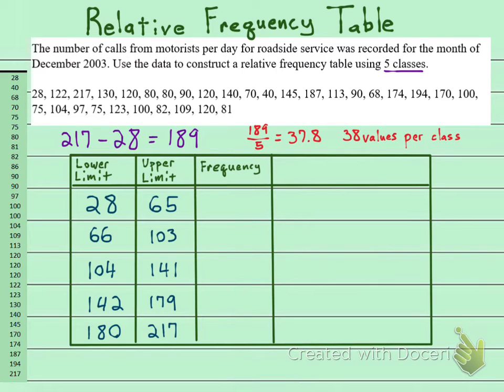Now we need to count them up to find the frequency of data values within each class. The last step is going to be the relative frequency. To find the frequency, we really just count them up. Sometimes you'll use tick marks, 1, 2, 3, 4, 5, 6, 7. In this case, we can just count them up. Let's look between 28 and 65. That's going to be 2.